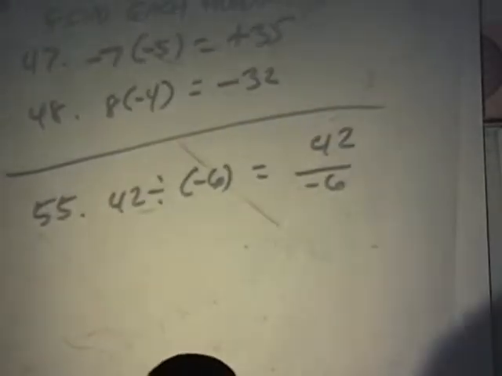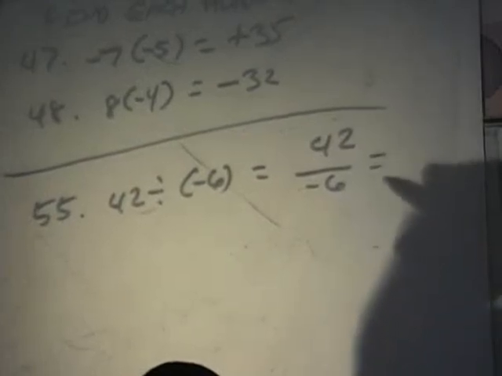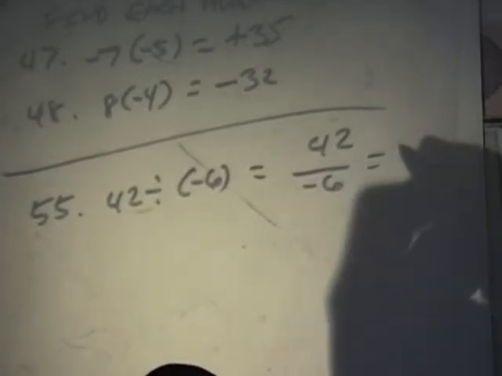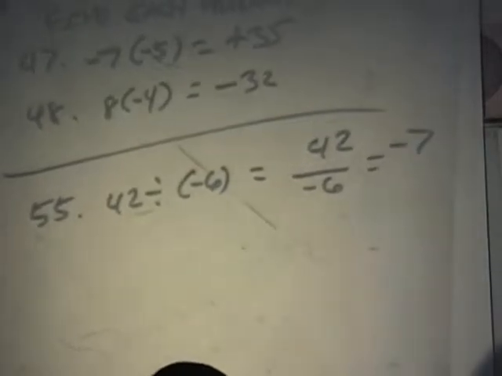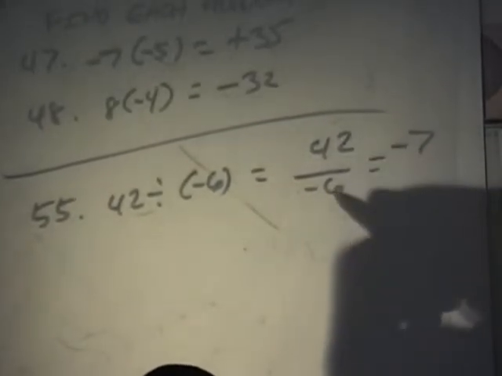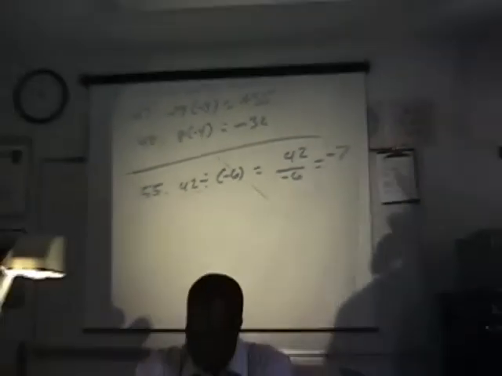Okay, now let's get down to the division part. We have 55. We have 42 divided by -6. That's horizontally, that's the same as what? 42 over -6. One's positive, one's negative. Now, since 42 is divisible by 6, that gives us a what? -7. Because a positive divided by negative is negative.